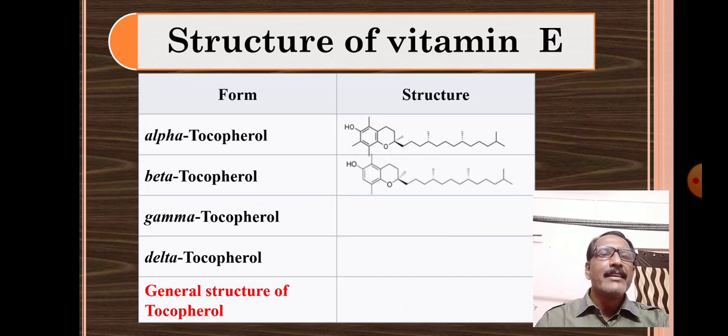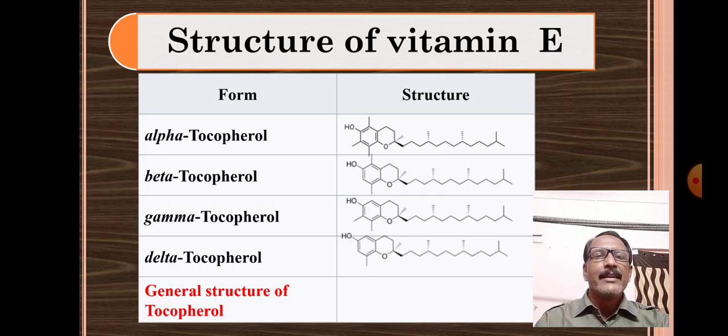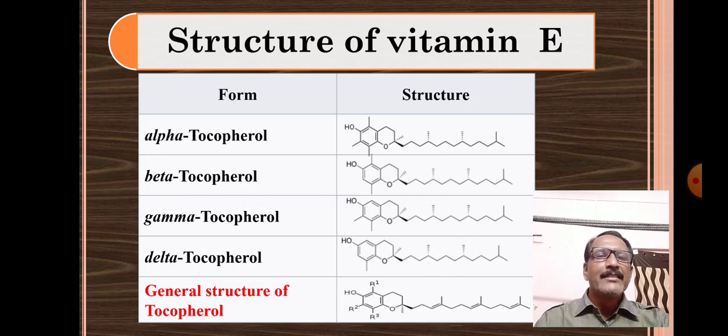This is the second one, beta tocopherol. This is the third one, that is gamma tocopherol. Then delta tocopherol. Now in general we can see the structure like this, where R1, R2, R3 are different alkyl or methyl groups. This is all about the structure of vitamin E.